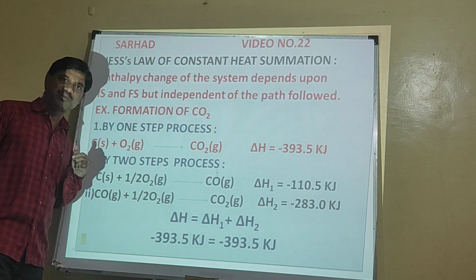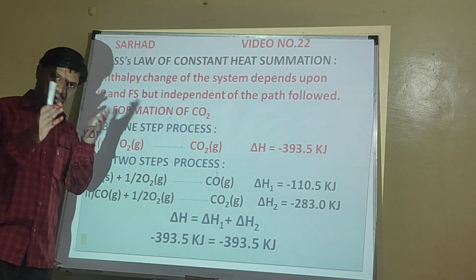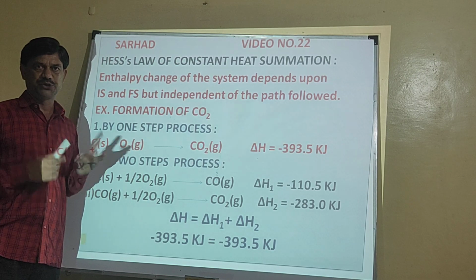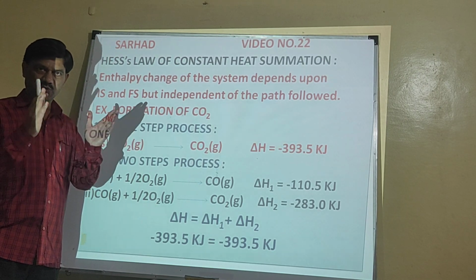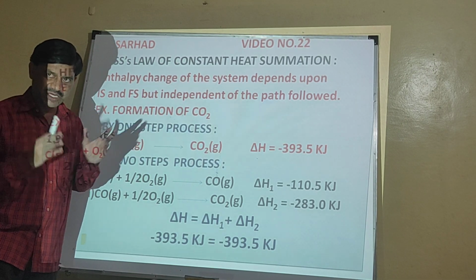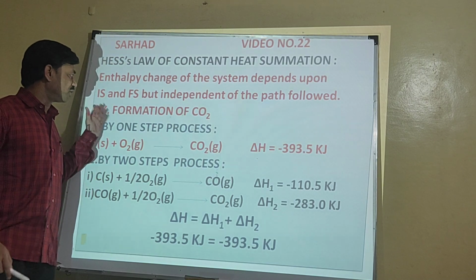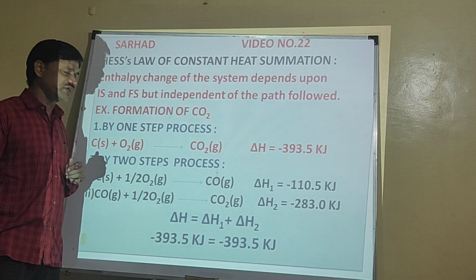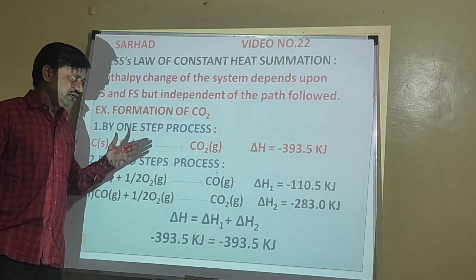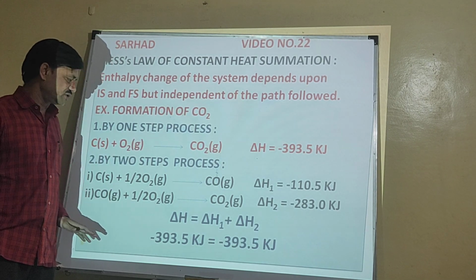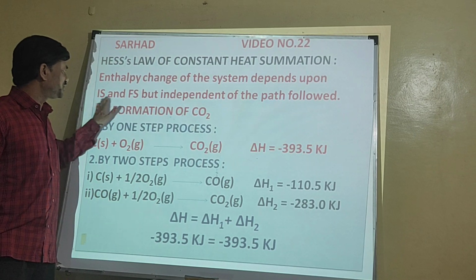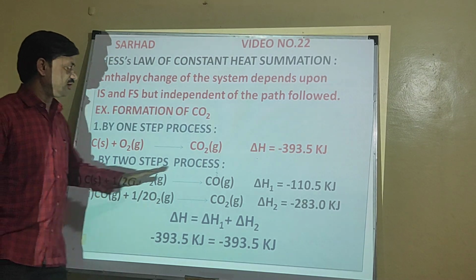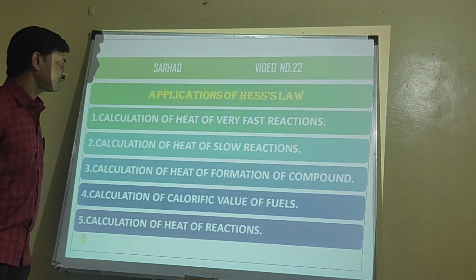Tell me regarding the formation of CO2. Whatever process we follow, which two processes did we discuss here? One-step process. What is the other one? Two-step process. So whatever process we use in order to have CO2 gas as a product, the enthalpy change remains constant. So it depends only upon the initial state and final state and not upon the path.